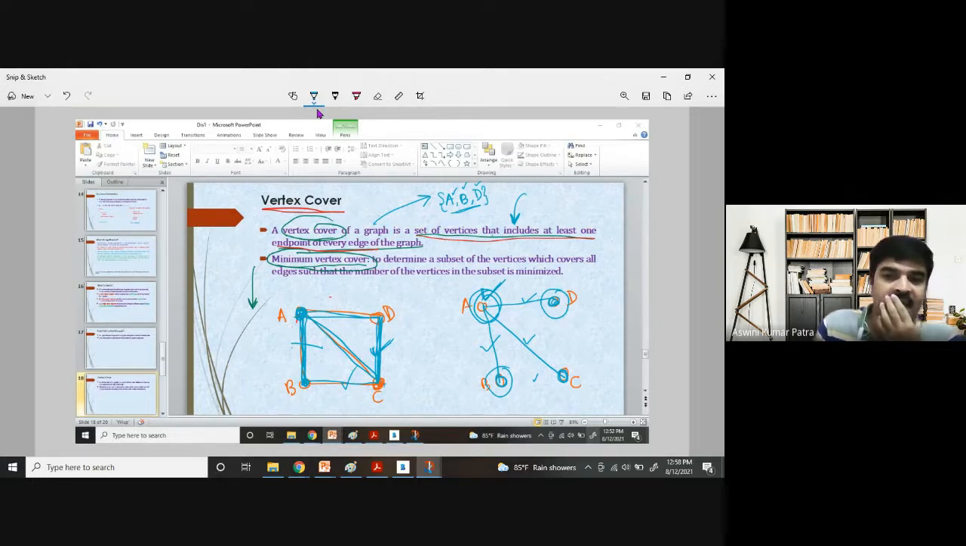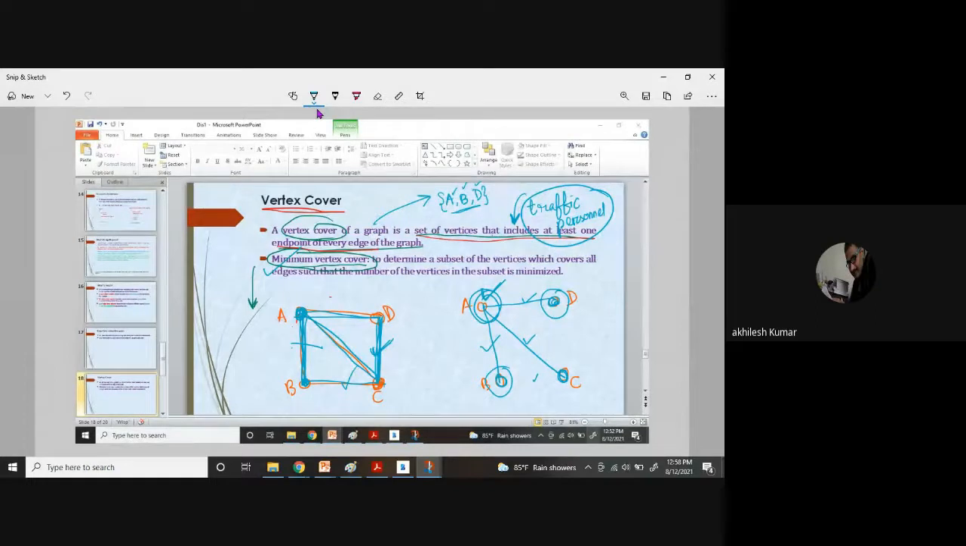Okay. If you think of this problem, you can relate this to deploying the minimum number of traffic personnel in your crossroads. Okay. So whenever you use minimum.